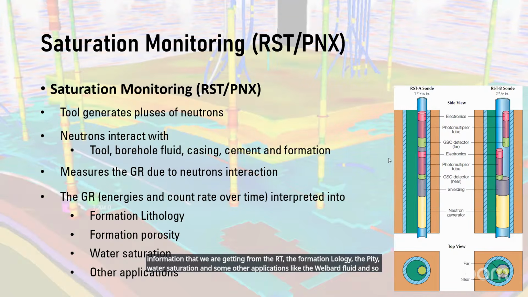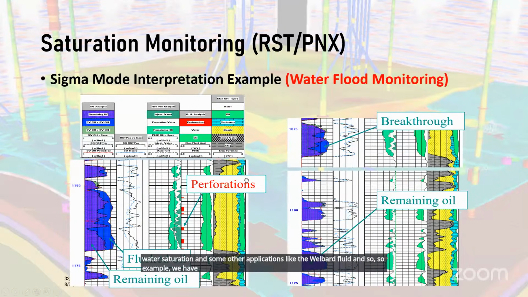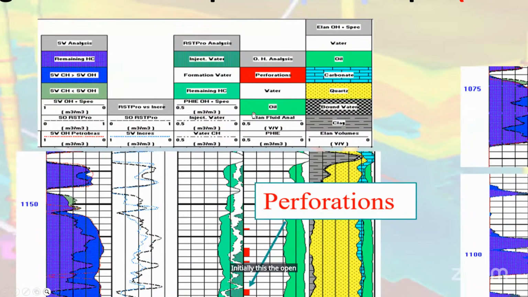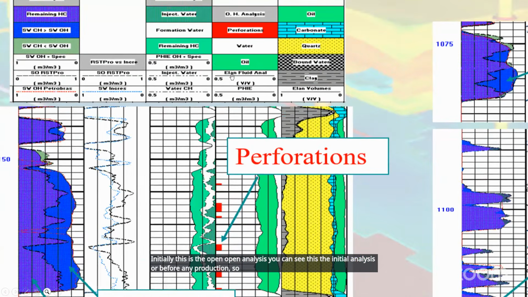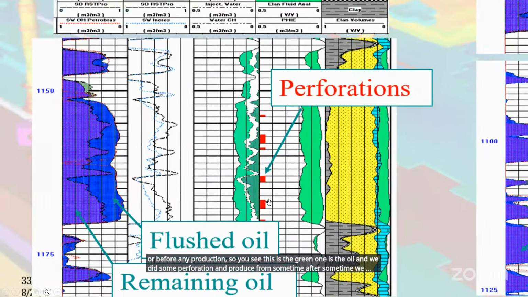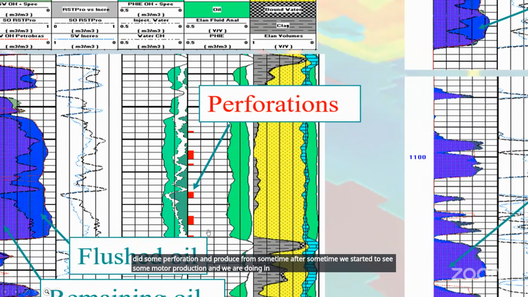Okay, so for some examples, you see this well. Initially, this is the open hole analysis. You can see this is the initial analysis, before any production. So you see, the green one is the oil, and based on that we did some perforation and produced for some time. After some time, we started to see some water production, and we are doing injection in the same field.